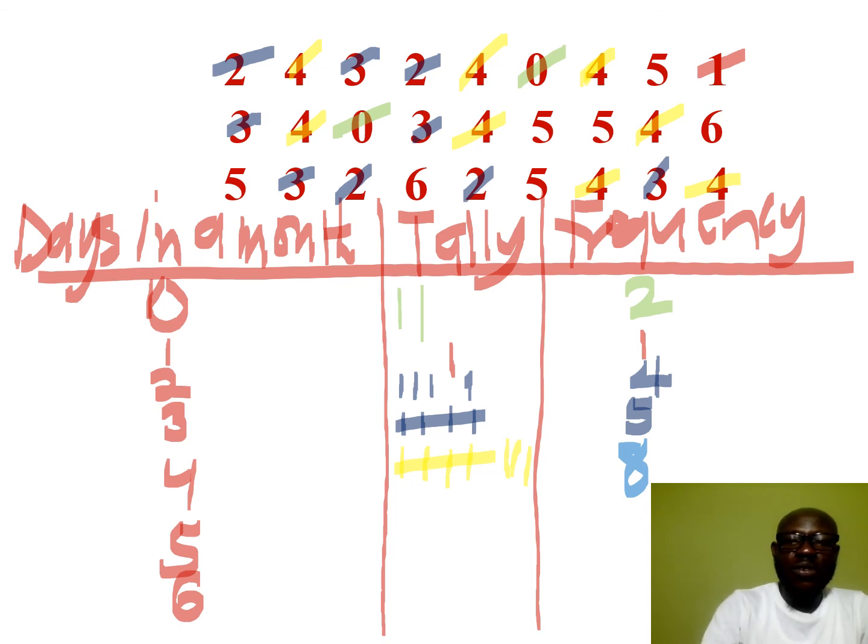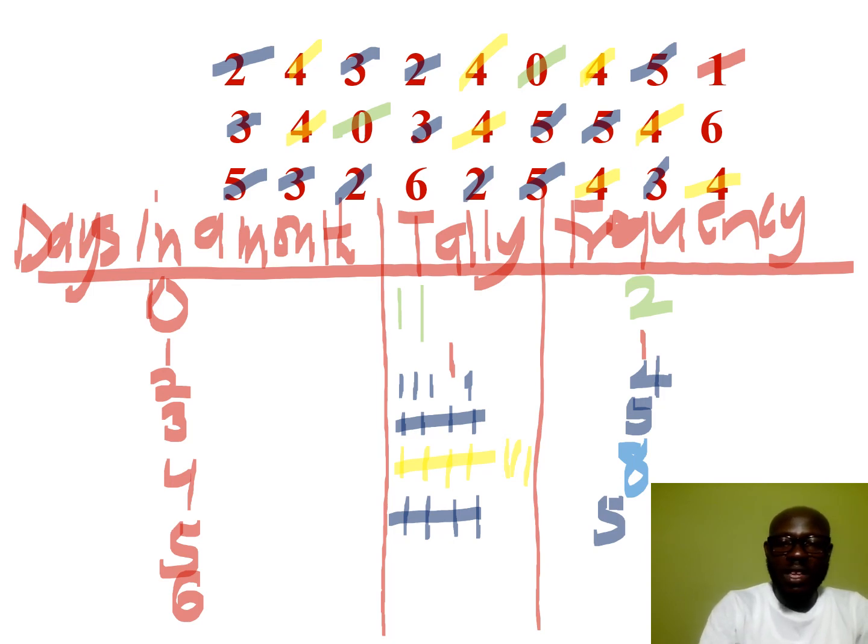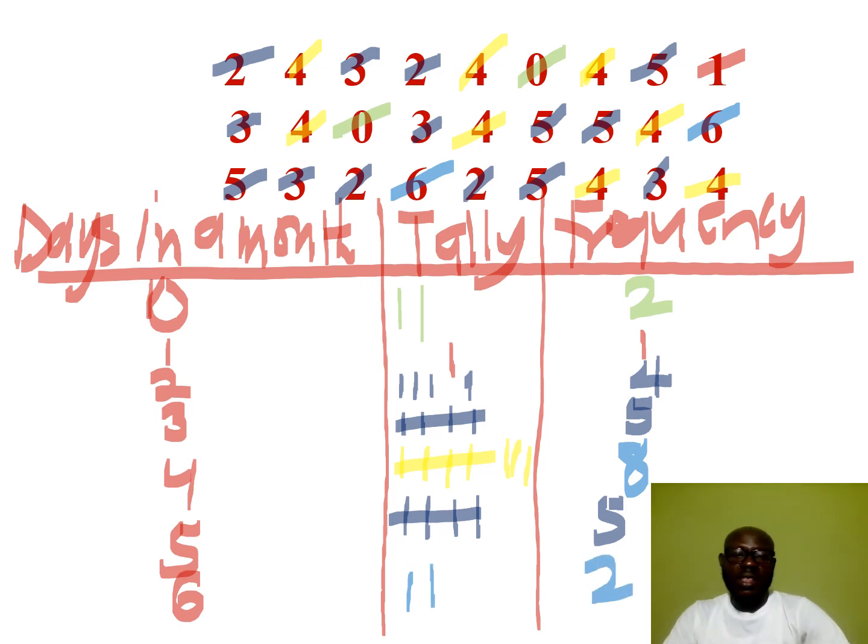So 5, we have 1, 2, 3, 4, 5. Wow. Good. And the last one is 6. So let's see from the table, from the tally given to us, we have 1 of the 6 over there, 2 of the 6. So the frequency for the value 6 is 2.